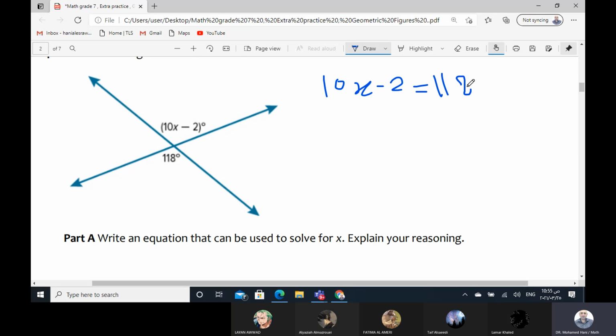Great. So I want all of you now to solve this equation and tell me what is the solution of this equation. What is the value of x?